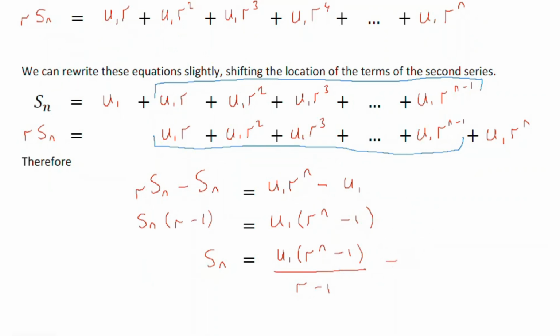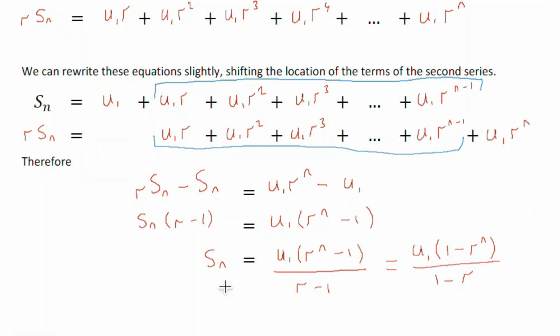Now sometimes we see that written slightly differently, as 1 minus r to the n in the numerator and 1 minus r in the denominator. And these two are equivalent. You can use either of them. You're given them both in the formula booklet.